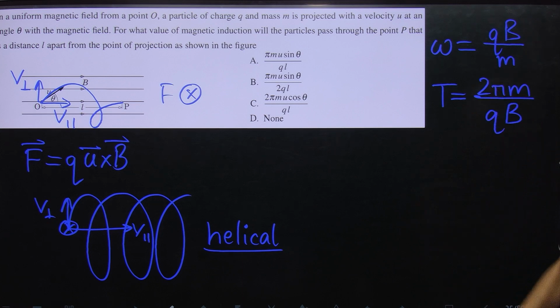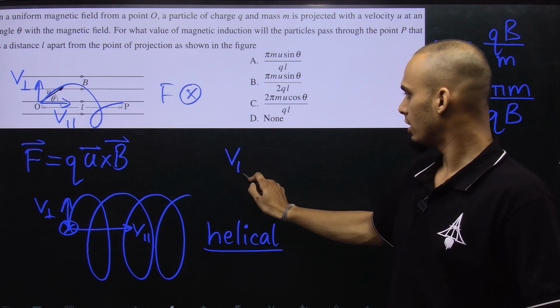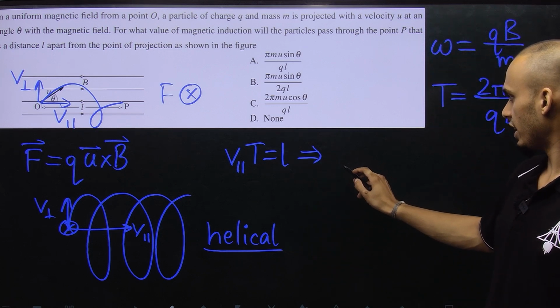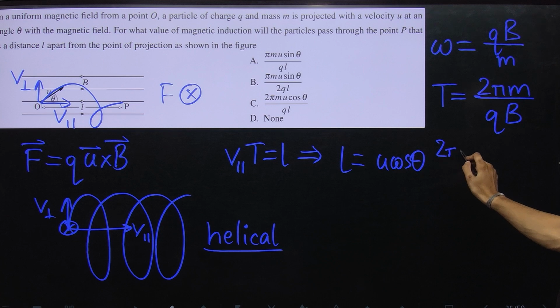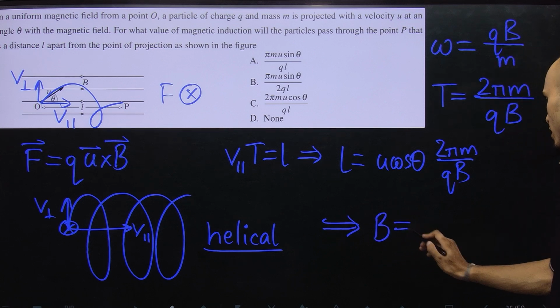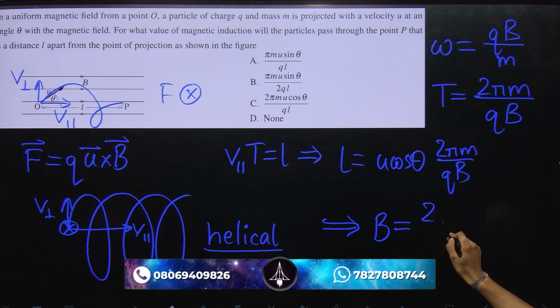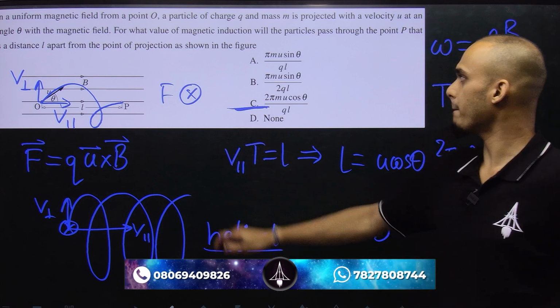Now in this one time period, the object has to move a horizontal distance of L. So U cos theta or V parallel into T should be equal to L. That is, the condition becomes L will be equal to U cos theta into 2 pi M upon Q into B, such that the value of magnetic field B will be equal to 2 pi M into U cos theta by Q into L. That's it. Option C once again matches now.